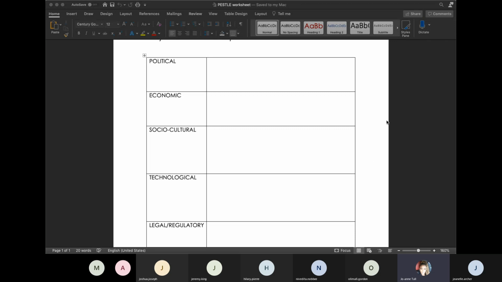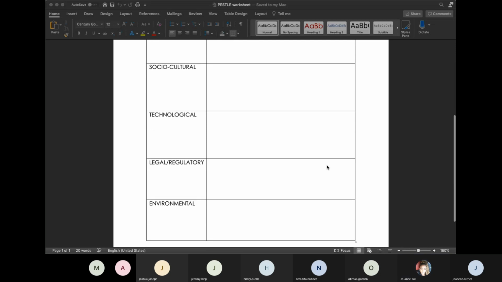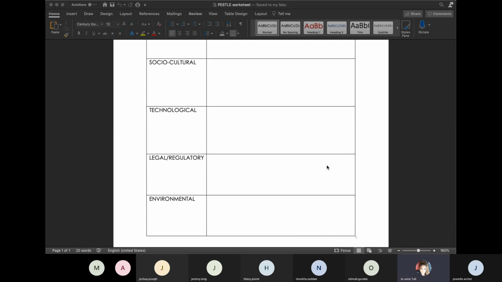All right, legal regulatory, that should be easy for everybody. Since it's so easy, I will do that one. So whatever the copyright laws, intellectual property laws that exist, you would have to state now whether that's working for you or against you.